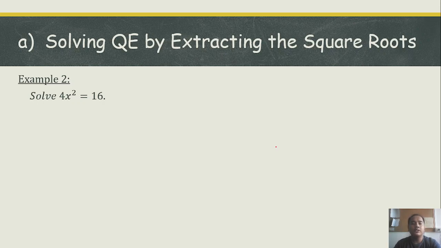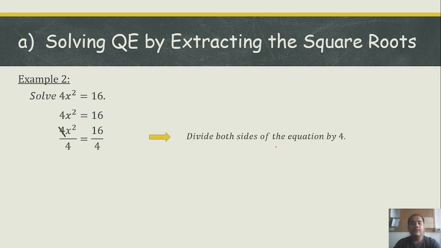4x squared is equals to 16. So ano ba yung method dito? So sa method dito class, kasi yung a natin is equals to 4 na, meron lang tayong additional steps. So please listen carefully. So let's copy the given. 4x squared is equals to 16. Then, we are going to divide both sides of the equation by 4.